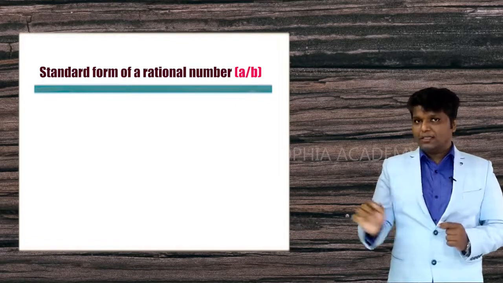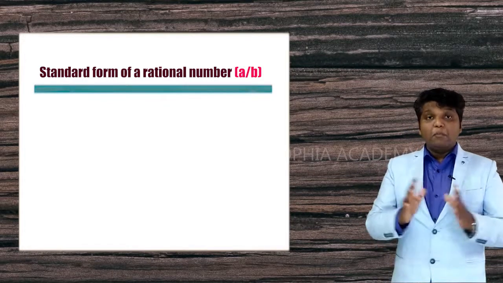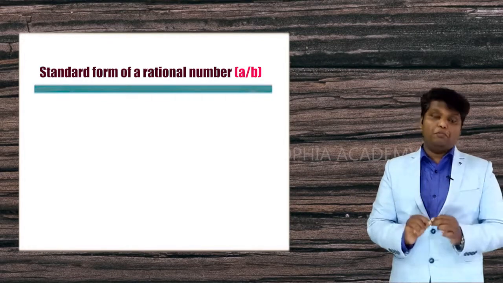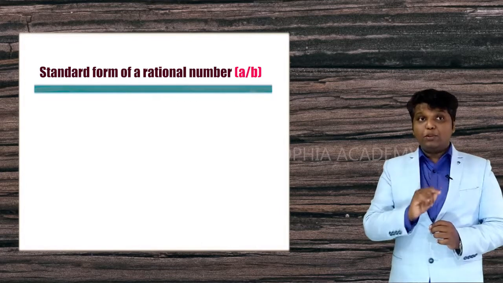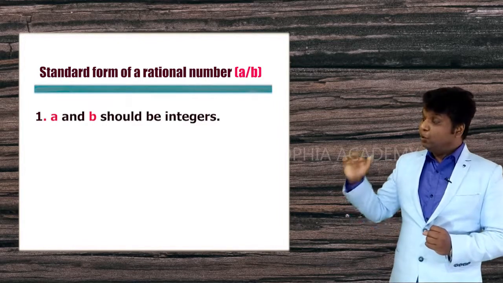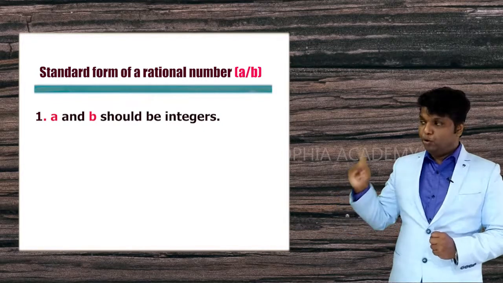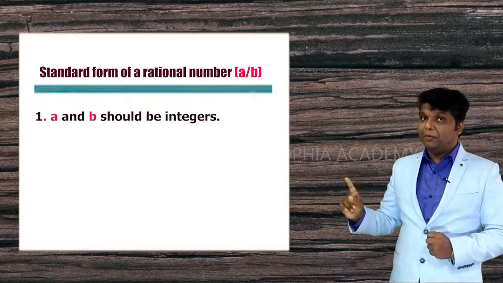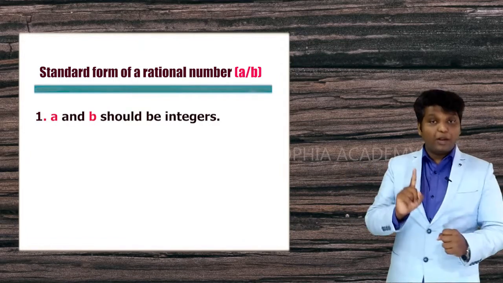But before going to the third property, let me tell about the standard form of a rational number. Right now I told you what a rational number is, but for a rational number there is a standard form. There is a way how to represent a rational number. I will give you the points, just listen to this one. First of all, a and b, that means the numerator and the denominator, should be integers. That is the first thing. The numerator and the denominator, small letter a and small letter b, should be integers. That is point number one.